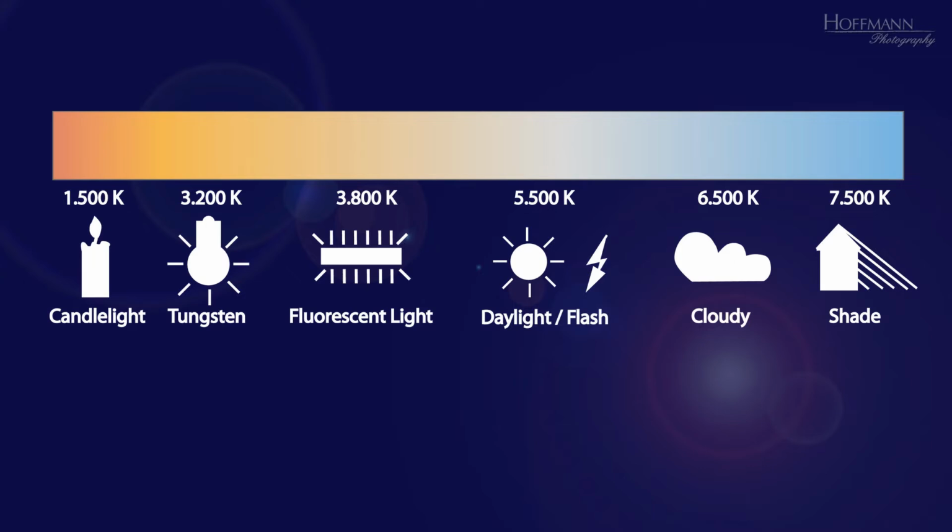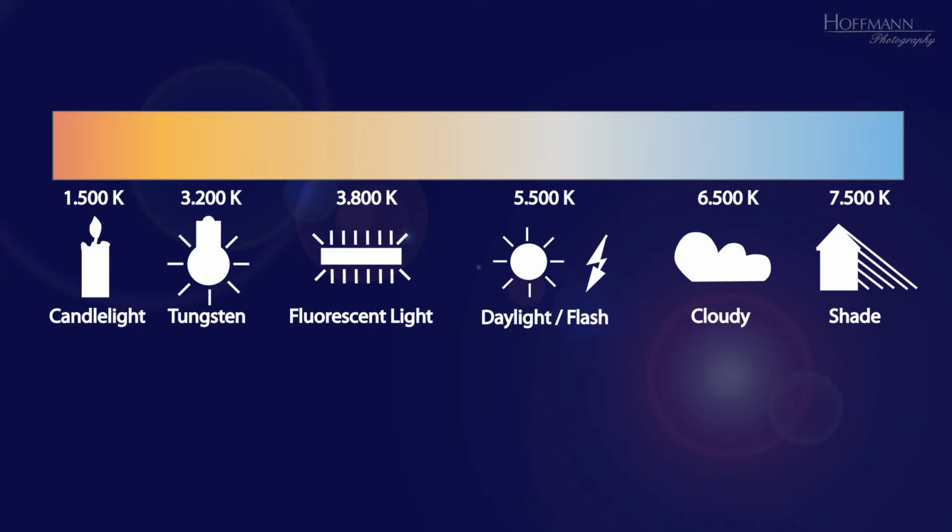On an overcast day, the water vapor in the air filters out the long wavelength radiation, that is, the red and yellow part of the spectrum, and what remains is bluish light, here listed at about 6500 Kelvin. If you are in the shade of a large building on a sunny day, then blue light from the sky illuminates the shadow areas, and the color temperature would be something like 7500 Kelvin.